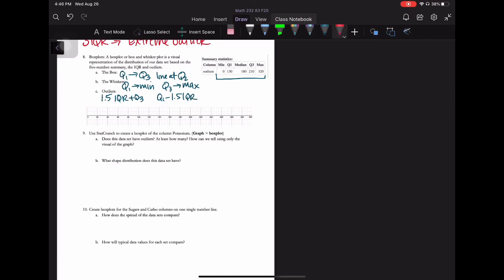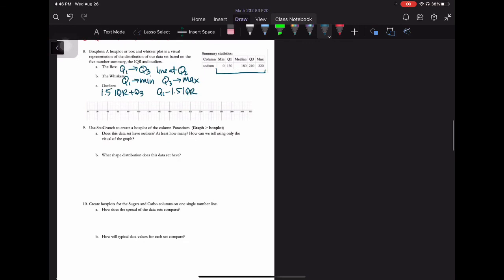Using the numbers that we had, the minimum is 0. The first quartile is 130. The median is 180. The third quartile is 210. And the maximum is 320. We make a box around the middle half, draw a line through at the median, and then we connect the Q1 and the Q3 to the minimum and the maximum.